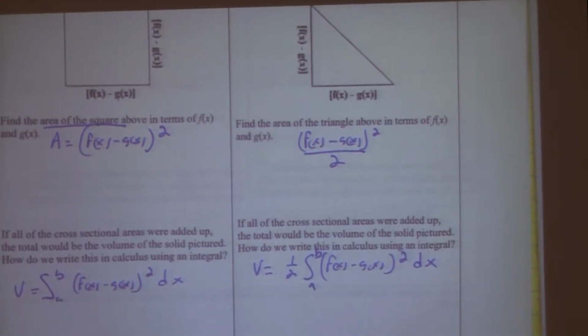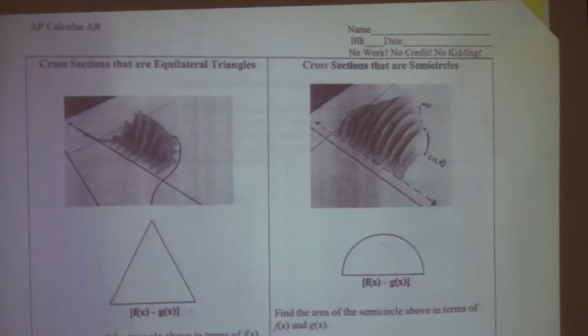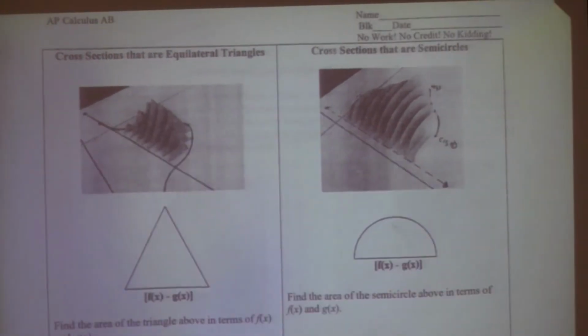Seems easy? Sounds easy, right? All you gotta do is remember the formulas. Now, what f of x and g of x are going to be depends on the functions that are given. Whether I do top minus bottom or right minus left to get those depends on what the cross section is perpendicular to. Remember that. So the next one is equilateral triangles.